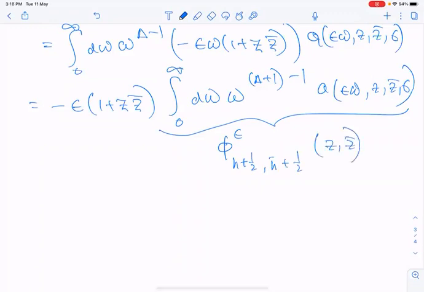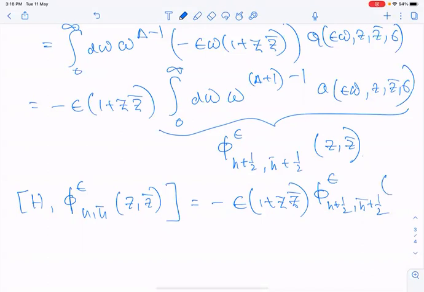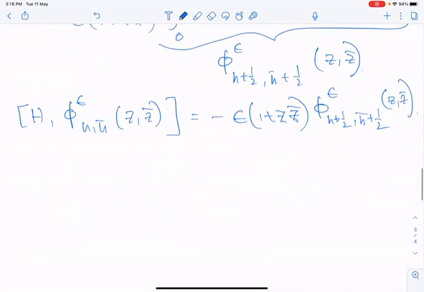Okay, so the commutator of the Hamiltonian with this conformal primary is given by this, with the shifted weights. Similarly, you can do the same thing for the other translations like P1, P2, and P3.